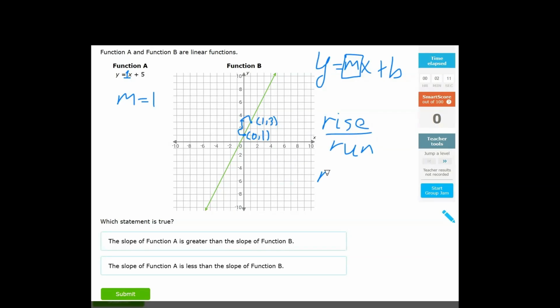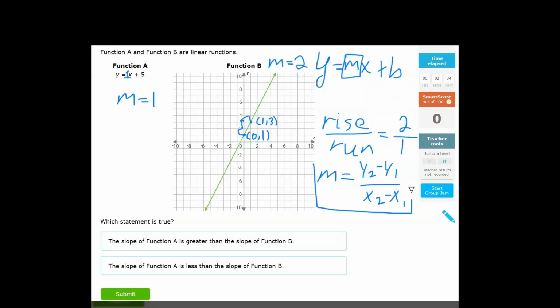Or using the formula, y2 minus y1 over x2 minus x1. So we rise by 2 and we went over 1. So our slope for function B is 2. Let's check it out by using this formula here.